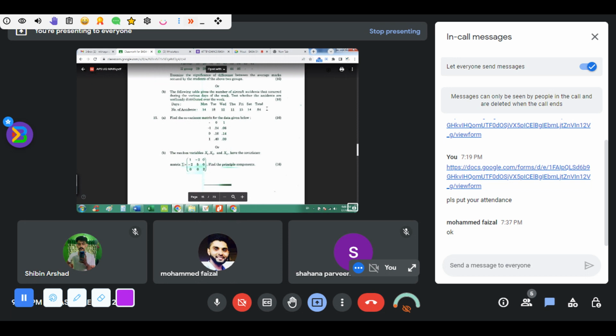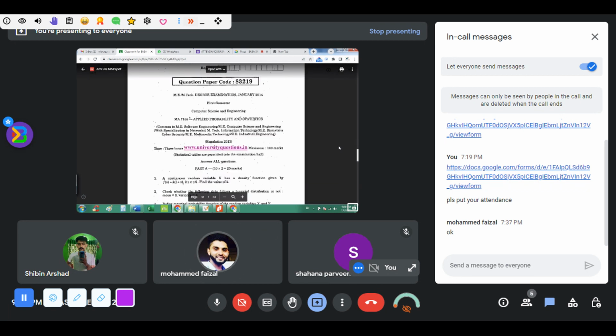Again, another question. This question was repeated many times. Homework problem, many times, 16 mark. So there is another 16 mark problem. And also the next question.